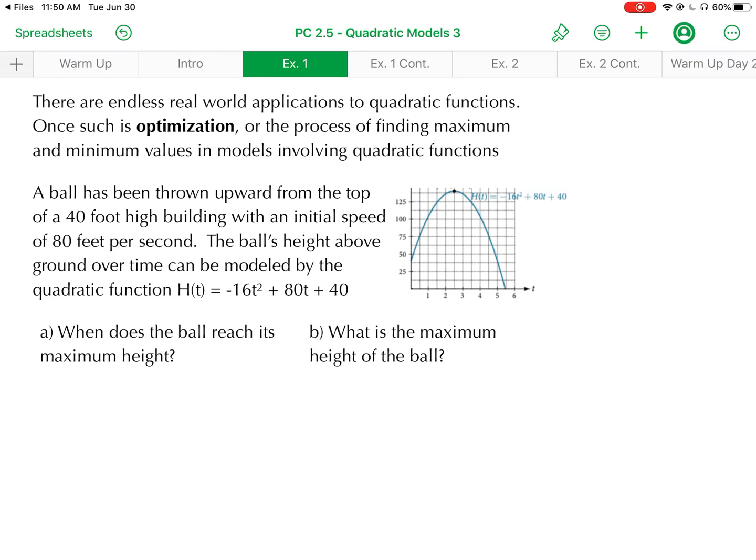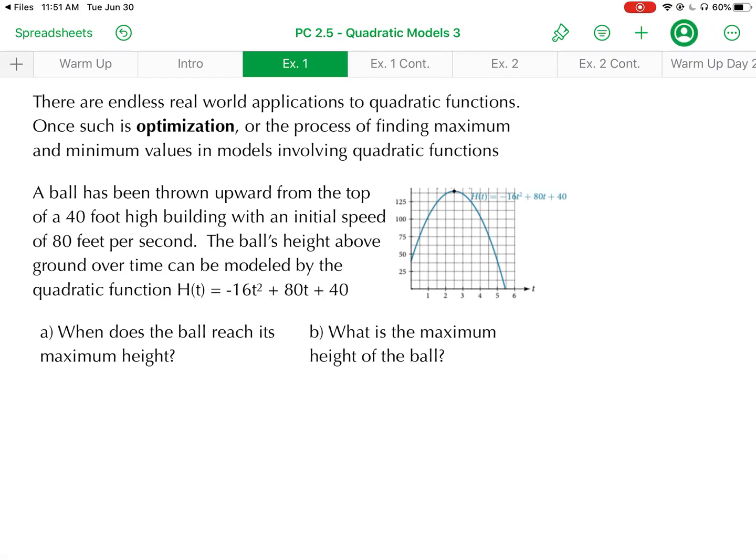All right, so here's one such situation. We have a ball being thrown upward from the top of a 40-foot building with an initial speed of 80 feet per second. And we have a function to represent the height of the ball above the ground over time. It's given as h of t equals negative 16t squared plus 80t plus 40. So h of t is the height of the ball at a given time. t is, of course, the time.